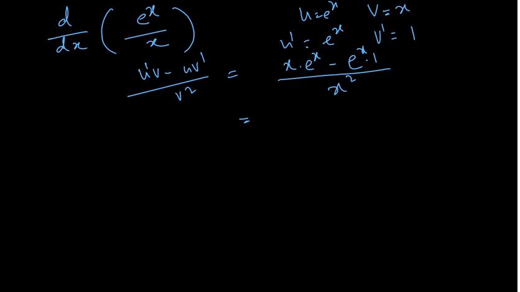Okay, so you can take e power x common on the top. So you'll get x minus 1 divided by x square, and this is the final answer. Right? Okay. Now a small trick.